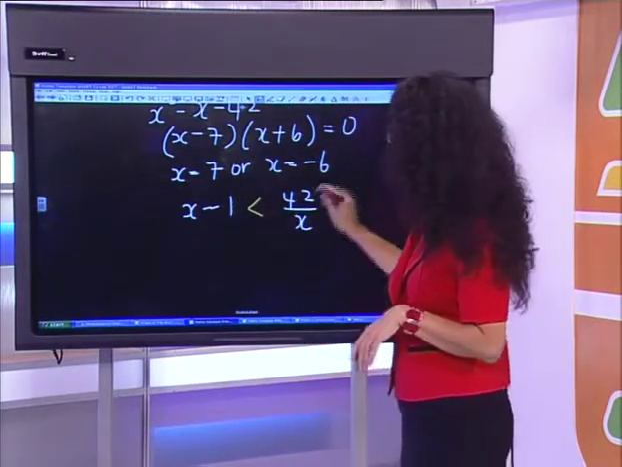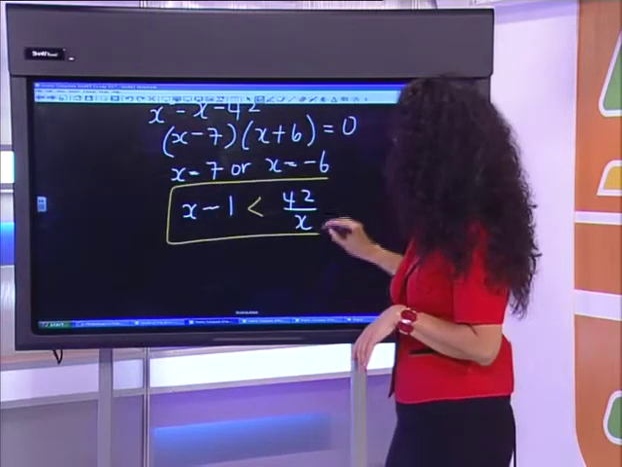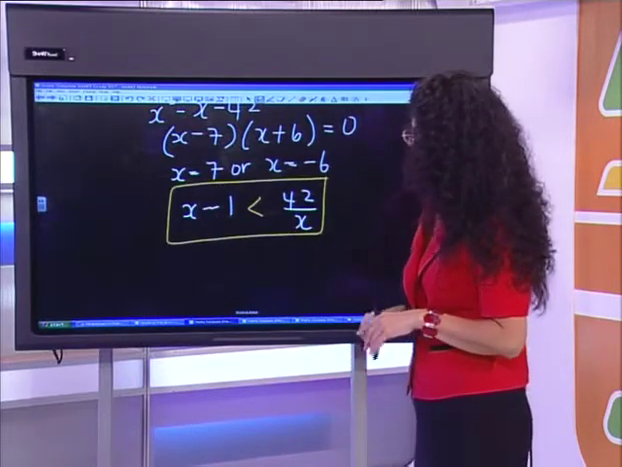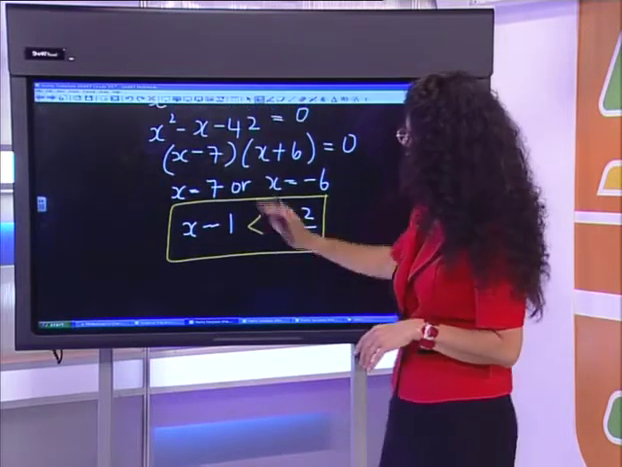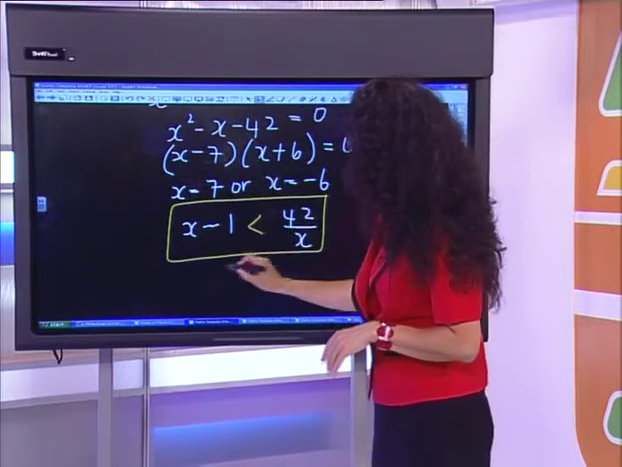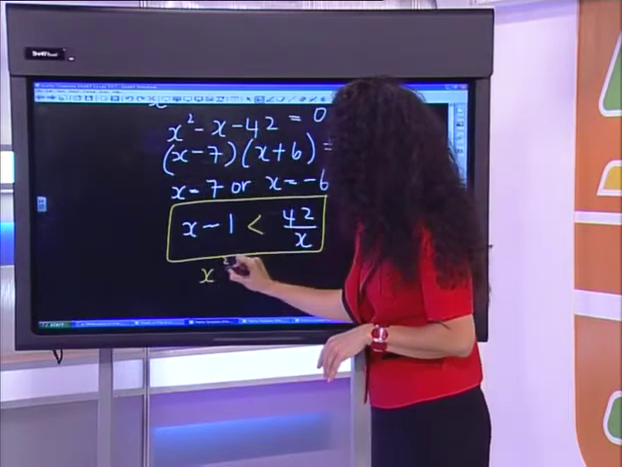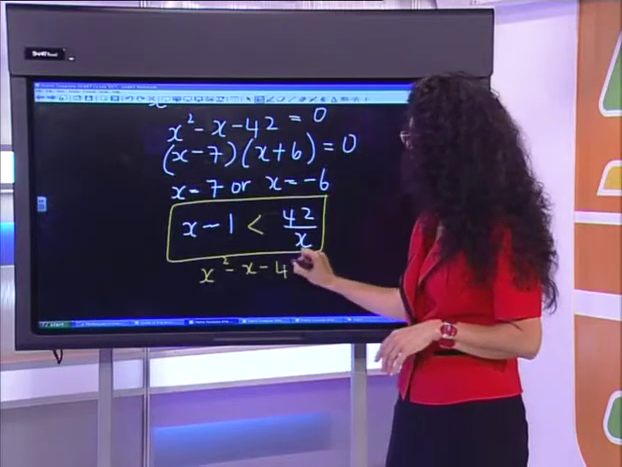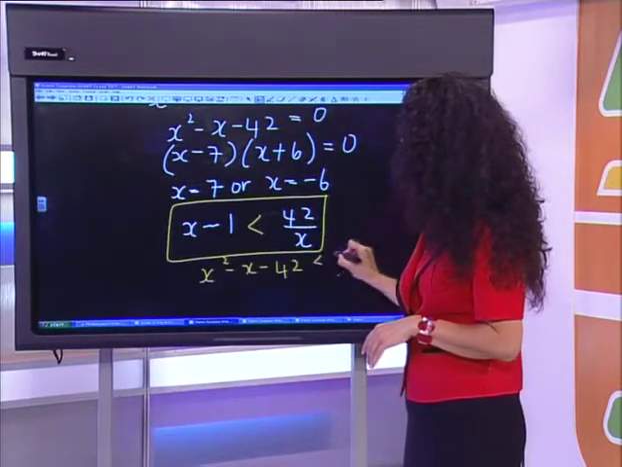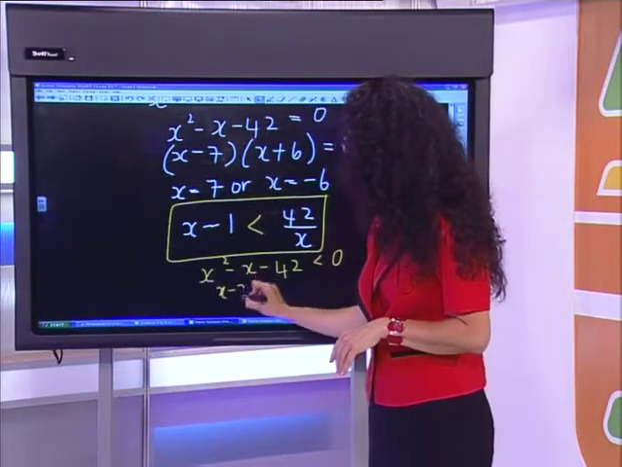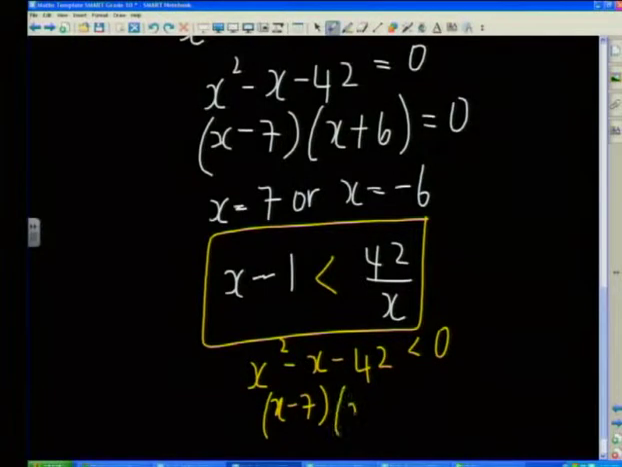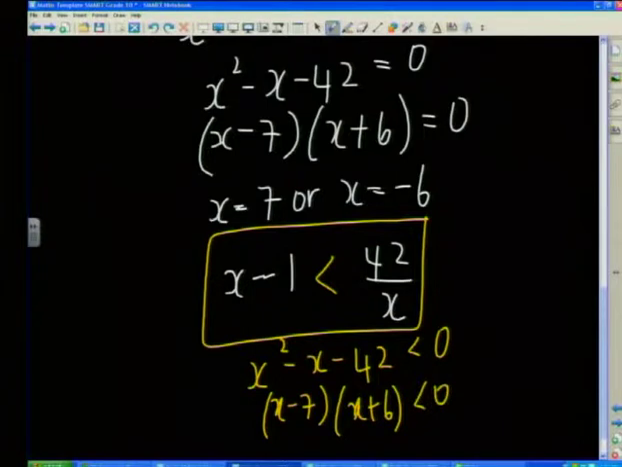When would x minus 1 be smaller than 42 over x? So we formulated a new question. All those same steps would happen, except we would get to this step here, and we would get x squared minus x minus 42 is now going to be less than 0. Which would give us these factors, x minus 7 and x plus 6, exactly the same thing, but in place of the equal sign, we would have less than 0, which is negative.